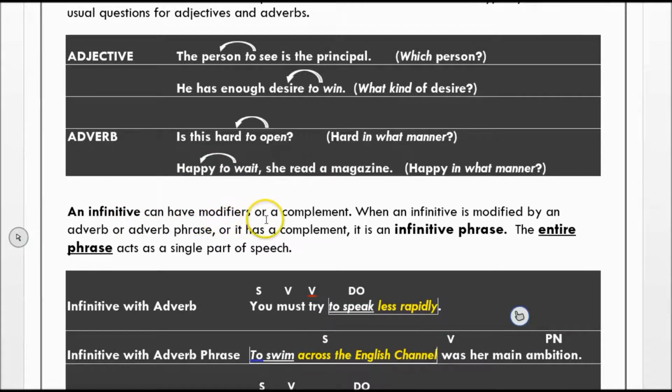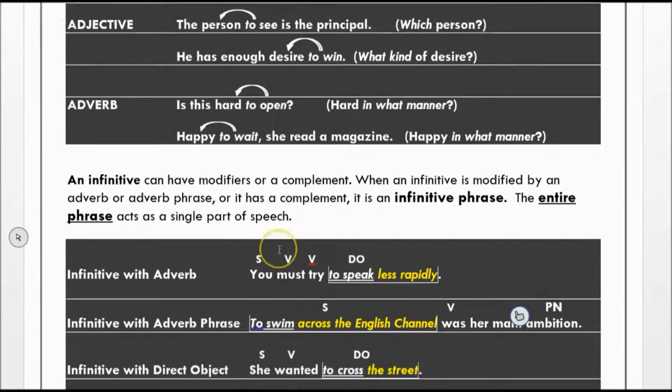An infinitive can have modifiers or a complement. When it is modified by an adverb or an adverb phrase, or it has a complement, it's called an infinitive phrase. Okay, the entire phrase acts as a single part of speech.